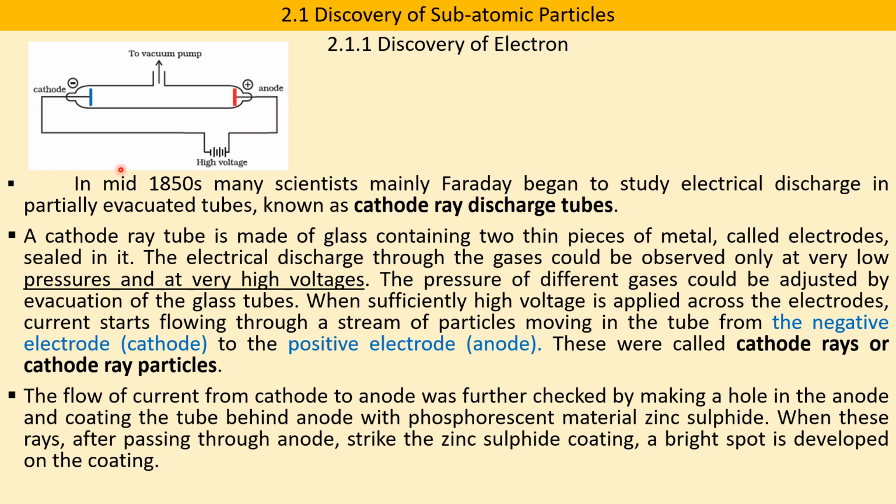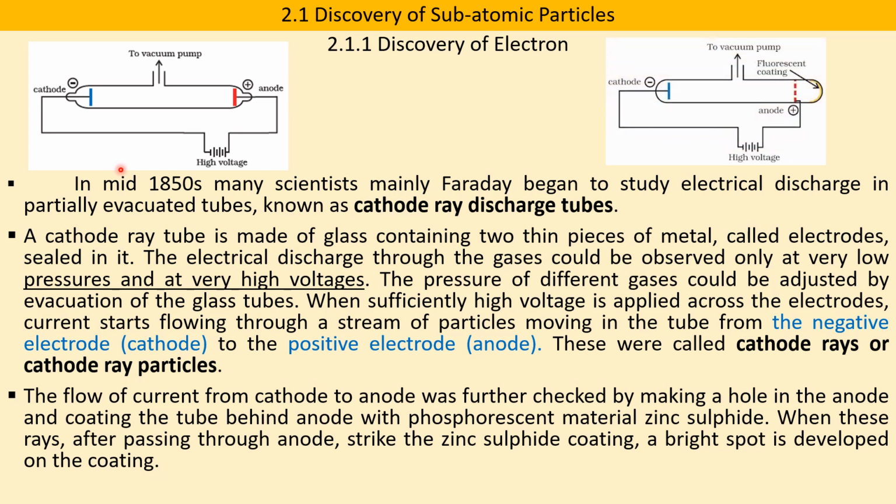The flow of current from cathode to anode was further checked by making a hole in the anode and coating the tube behind anode with phosphorescent material zinc sulfide. When these rays, after passing through anode, strike the zinc sulfide coating, a bright spot is developed on the coating. This figure with anode made holes and this material zinc sulfide coating, fluorescent coating, is shown in the figure.